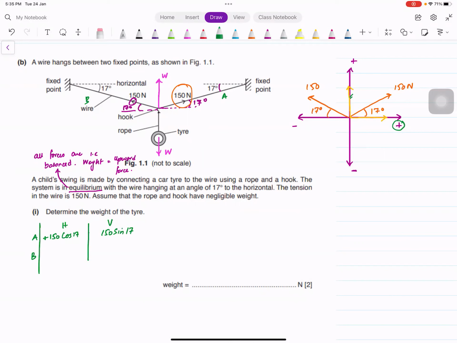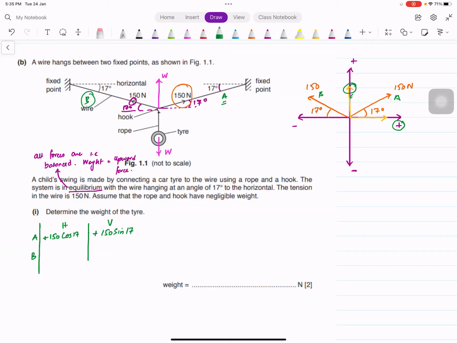Positive. Yeah, for B it is upwards. Yeah, for A. The vertical one for the vector A is upwards, so I've taken it positive. So I'll just put a positive sign. Then I'm also going to break the other vector, which is B.